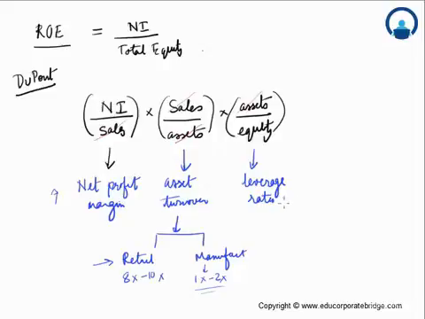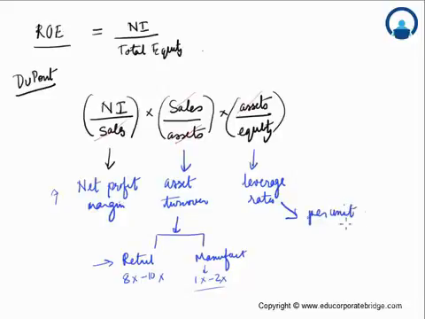And the third one is basically the leverage ratio. So this provides us with a measure of how much assets have been built per unit of equity. So a very important measure to look at. So when we talk about ROEs, we have three different variables on which we can look at in terms of understanding. So this was DuPont analysis.